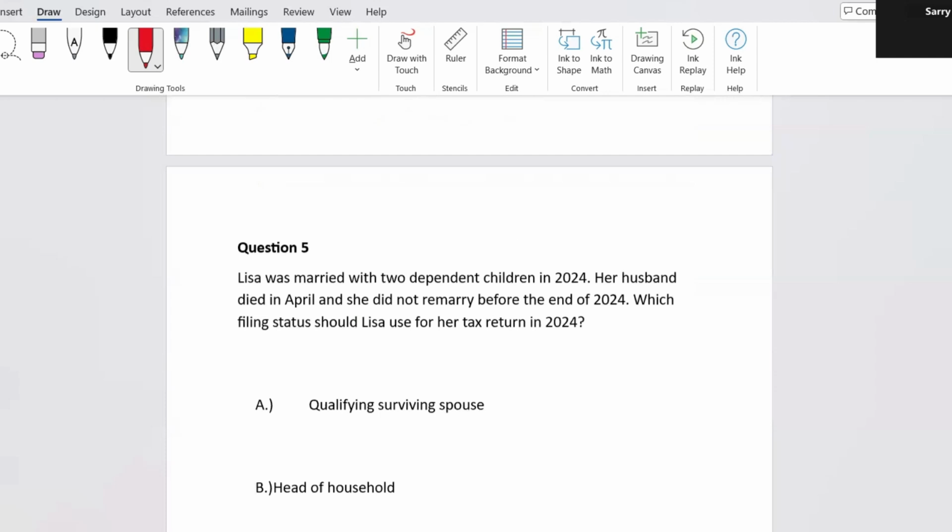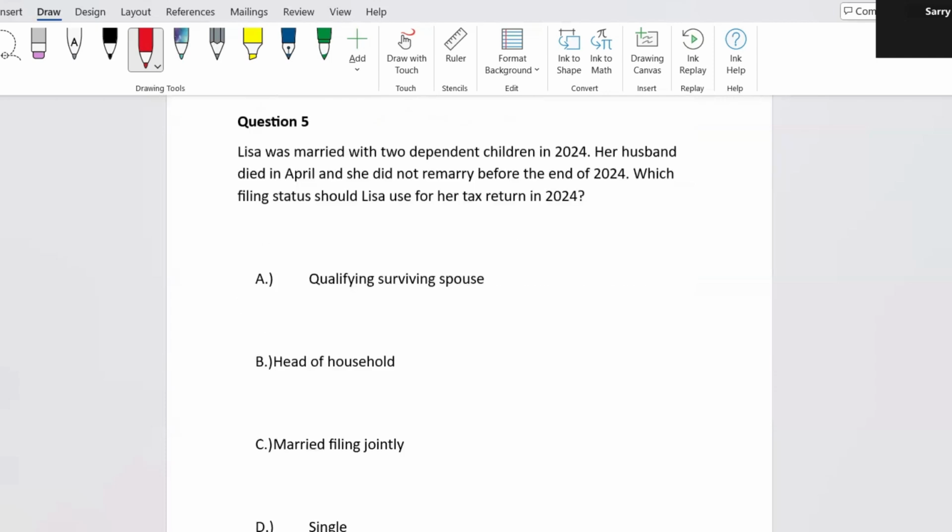Okay. Question 5. Lisa was married with 2 dependent children in 2024. Her husband died in April, and she did not remarry before the end of 2024. Which filing status would Lisa use for her tax return in 2024? So, if you remember from the previous one, she could still do married filing jointly, just to double check that one. She was married in 2024, and the question is, by the end of 2024, she didn't remarry.